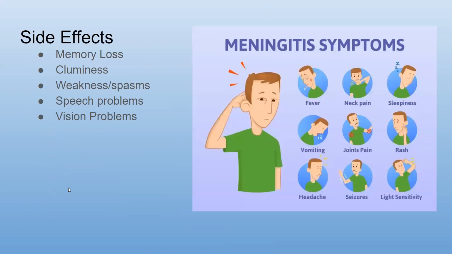There are also some side effects to this disease that are less severe, including memory loss, clumsiness, weakness and spasms, speech problems, and vision problems. The vision problems also can lead to going blind, but they don't always.